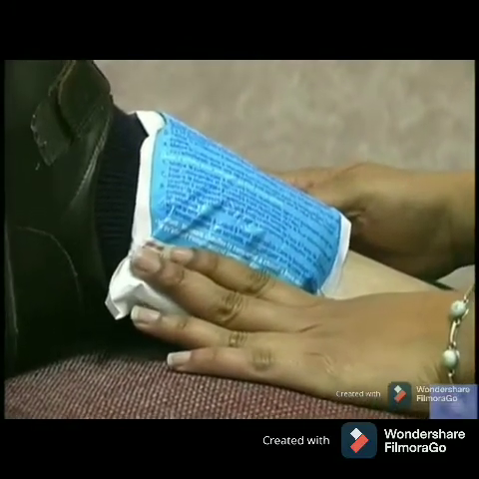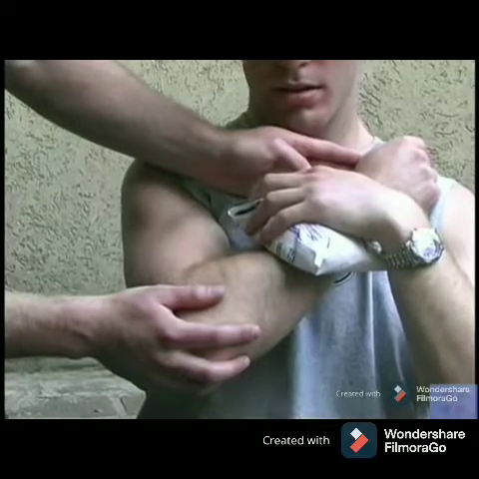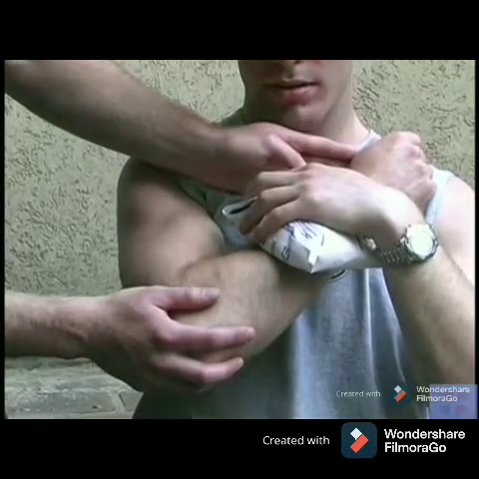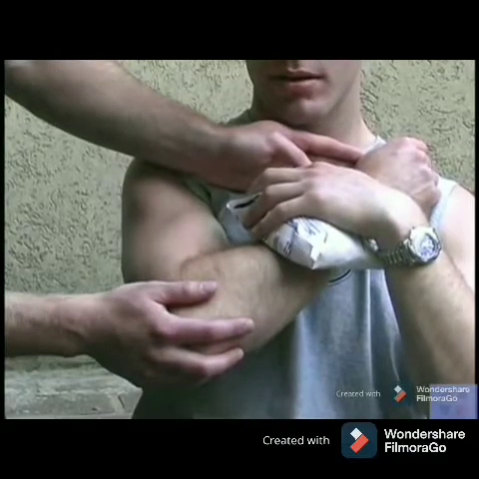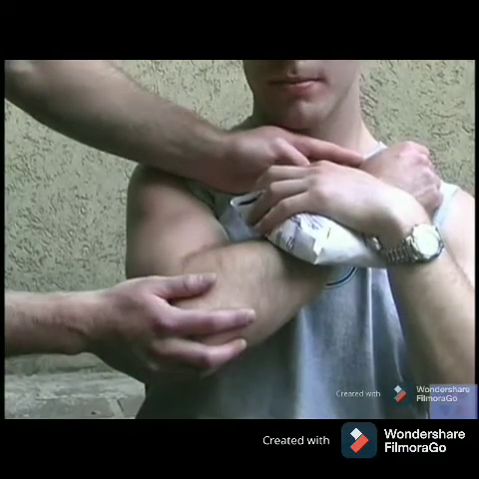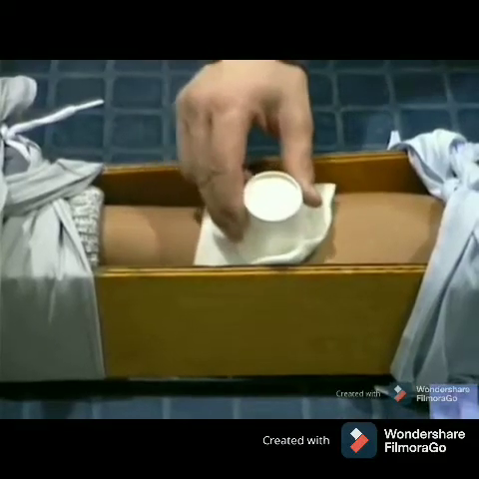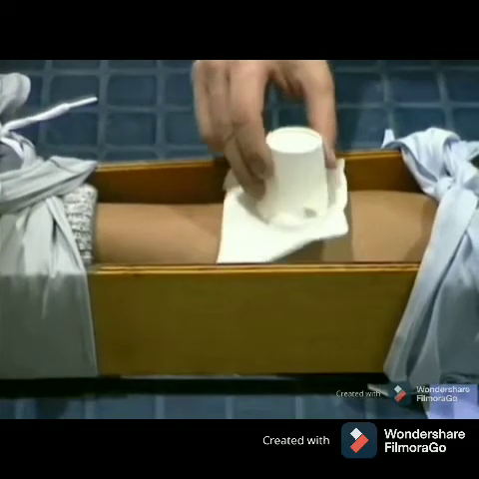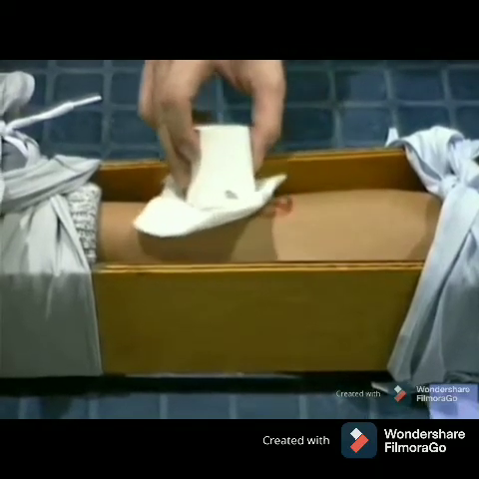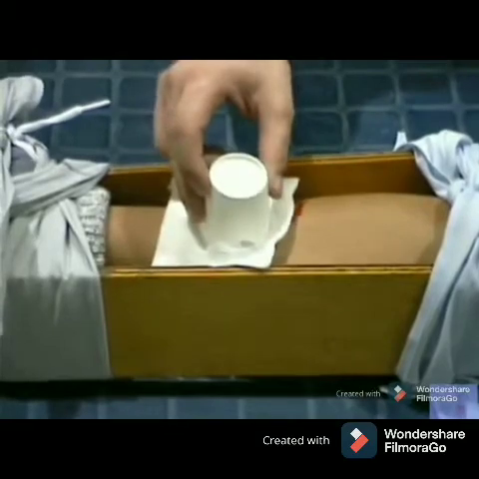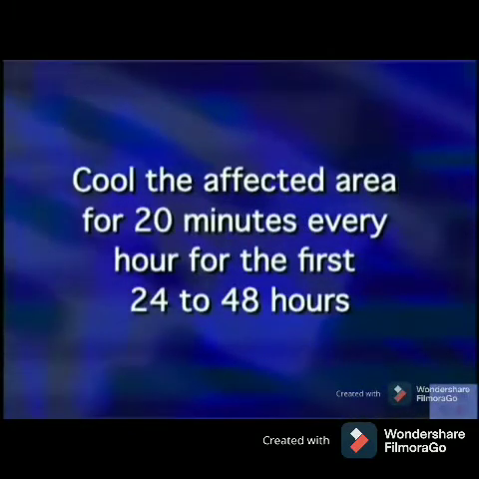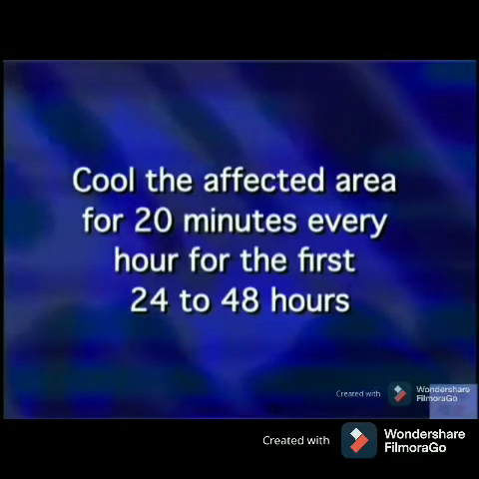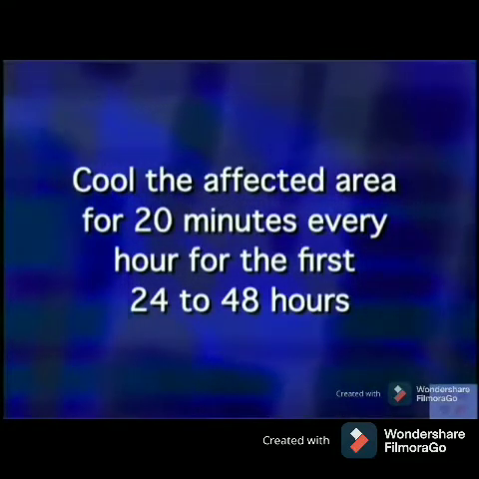Apply ice or a cold pack to decrease pain and swelling. Cold will also constrict the blood vessels and minimize internal bleeding. To protect the skin, place a cast or cloth between the ice and the skin. Cool the affected area for 20 minutes every hour for the first 24 to 48 hours.